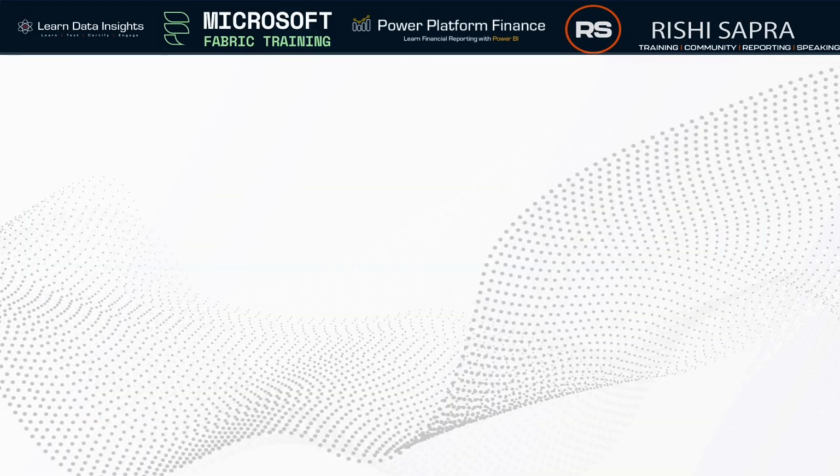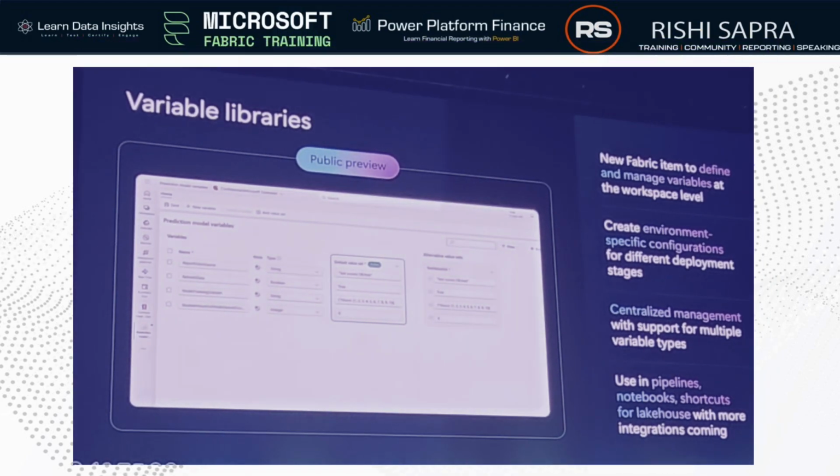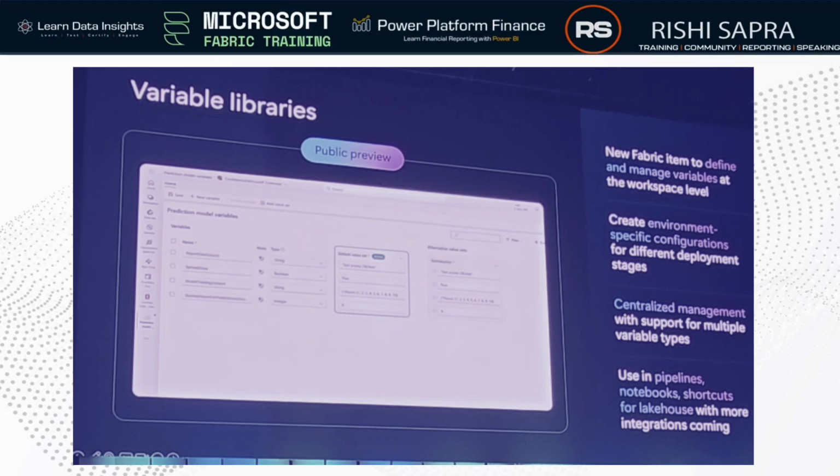Variable that can change from one environment to another environment. So you can have one set of settings for dev, another set of settings for test, another set for production, and we'll see more of that.